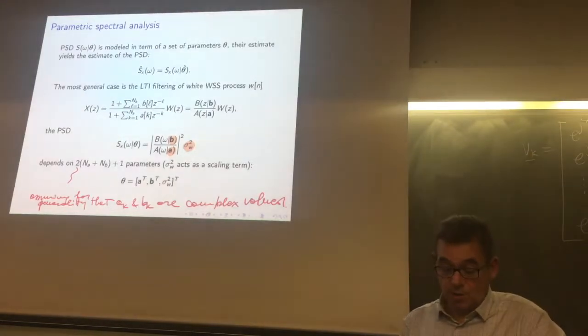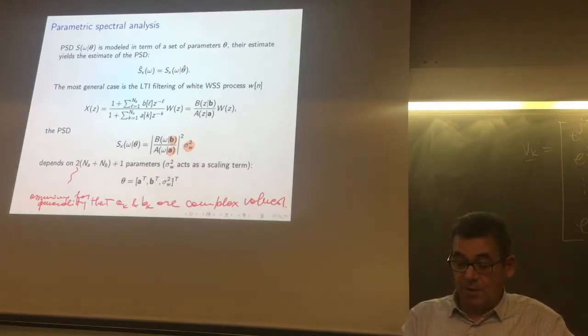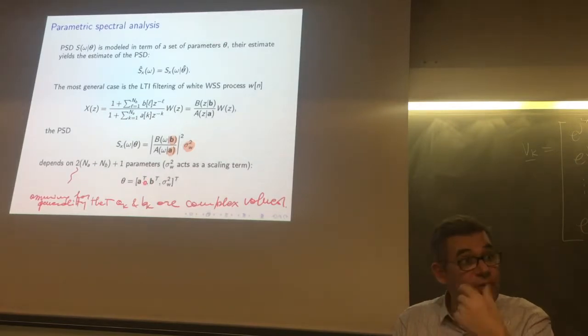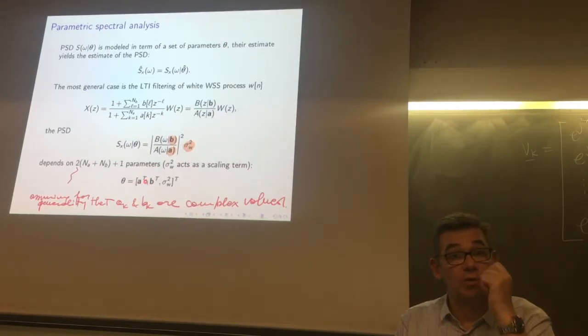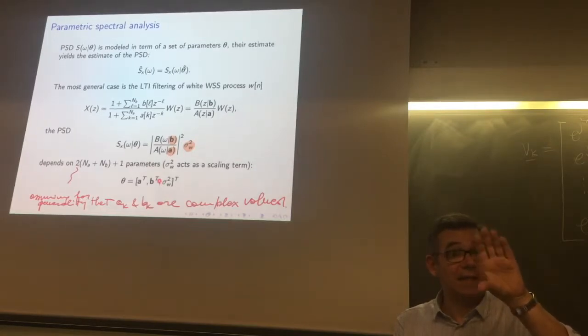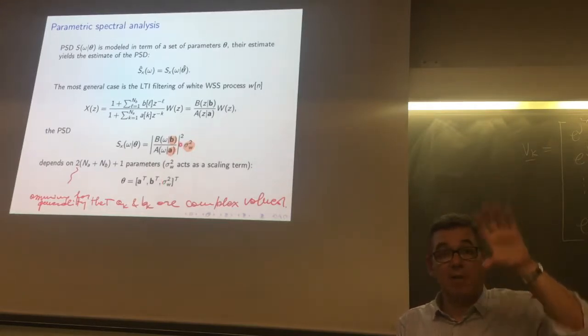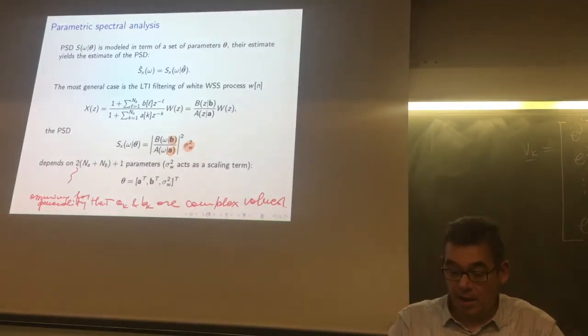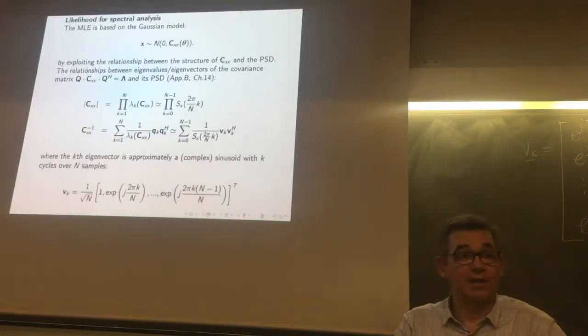So that means theta is my parameter. What I need to estimate is this theta, which is the coefficients of the polynomial which gives me the zeros, the coefficients of the polynomial which gives me the poles, and then the scaling factor, which is sigma. Sigma is acting as a scaling factor, so it's making the power spectral density bigger or smaller. Now, how to do that?